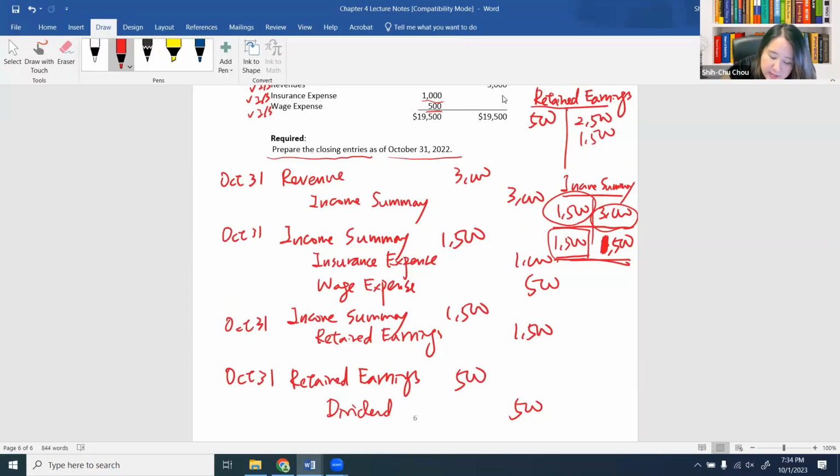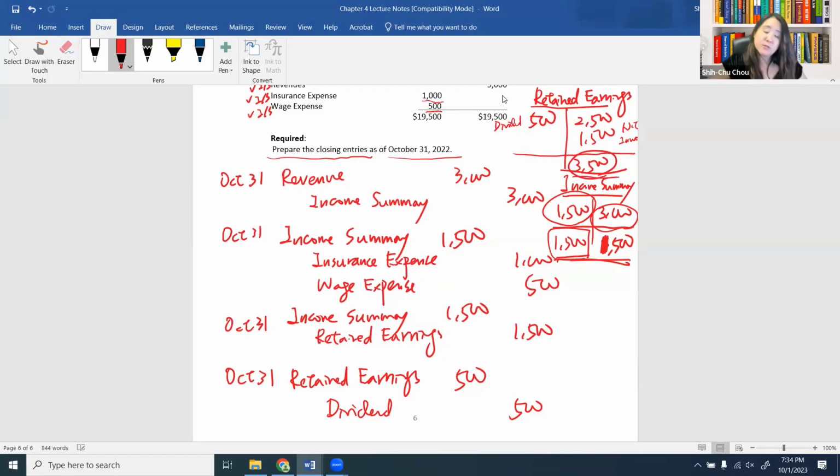Once we include this in retained earnings, we have 2,500, then adding 1,500, which is the net income, and then we debit retained earnings 500. So we'll debit our retained earnings for the dividend that we declared and paid this period, 500. Therefore, the retained earnings balance is reduced by 500. So 2,500 plus 1,500, and then subtract out 500. Therefore, our retained earnings has a balance of 3,500.